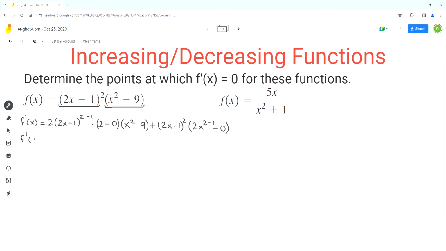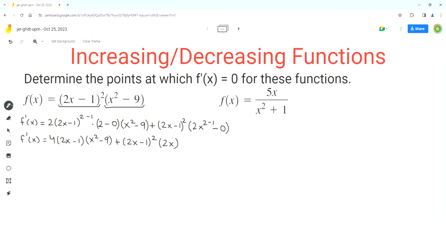So f prime of x. In the first part, 2 minus 0 in parentheses is just 2. So we multiply the 2 at the front and this 2. So we get 4 times (2x minus 1) exponent 1, but we don't show 1 as an exponent, times (x squared minus 9). And then plus (2x minus 1) squared, and in the parentheses we have just 2x. So we don't write 1 as the exponent.